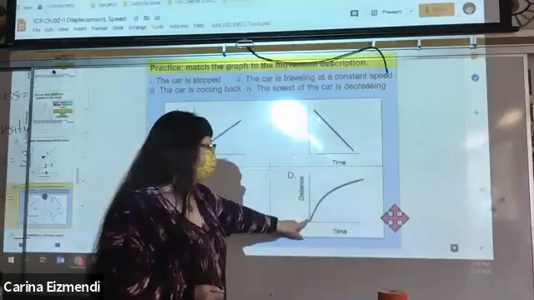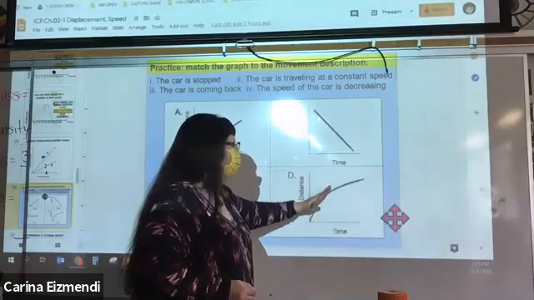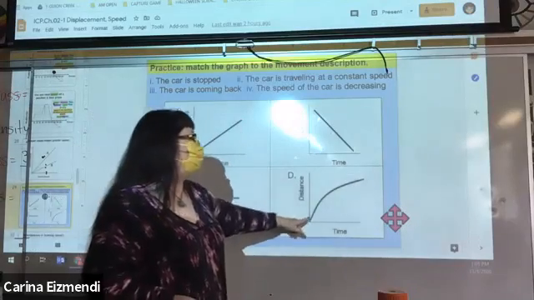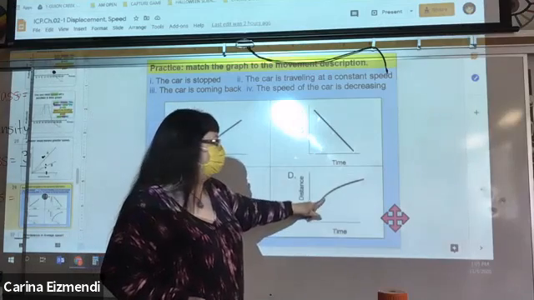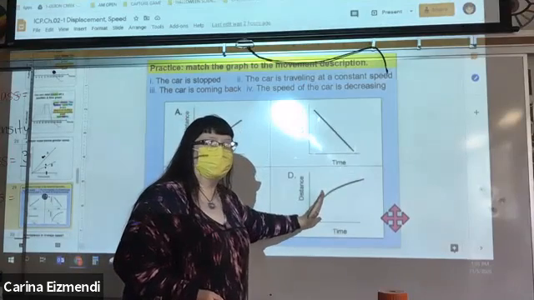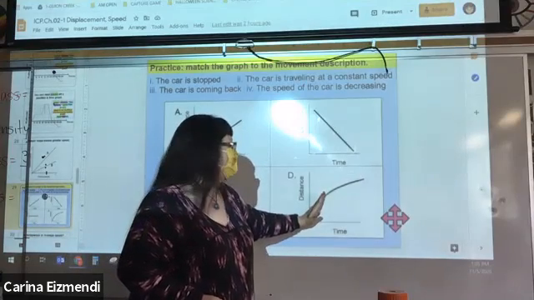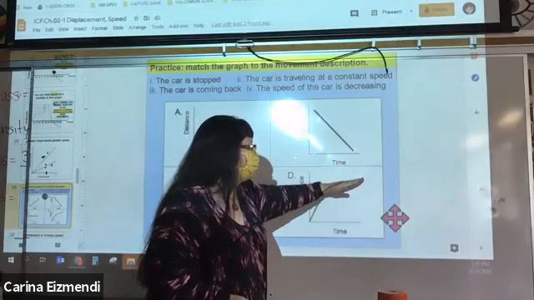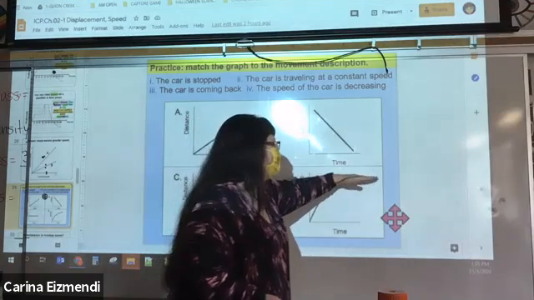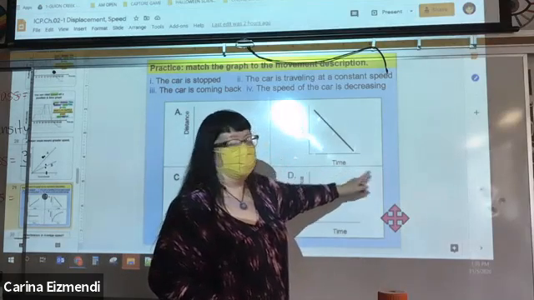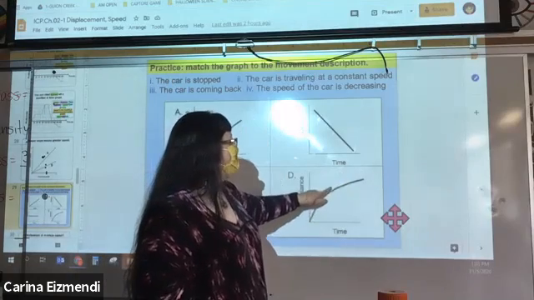For this one, the slope is changing all the time, so that means the speed is changing all the time. And this one starts out steep, and remember steep equals fast. Less steep, less fast, less steep, even less fast, until it gets to 0, stopped. So this one is getting slower and slower.